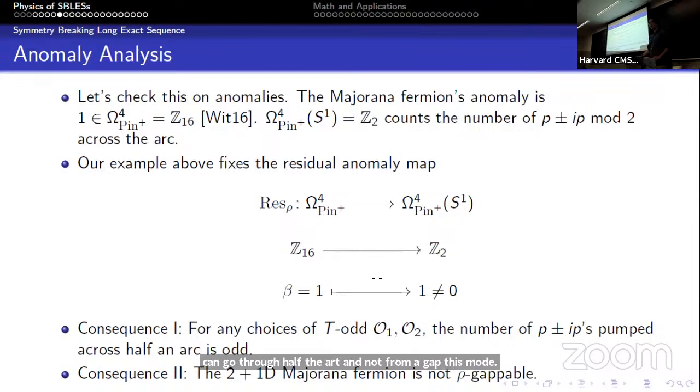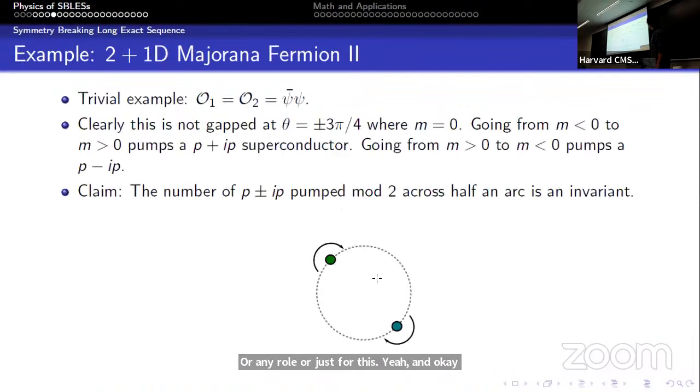For any rule or just for this? For this rule. Yeah. And okay, I want to point out that in some sense, physically all we need to do to check that is pick the simplest choice, right? There's plenty of other O1 and O2 time odd operators I can try to add in. We pick the simplest one, and it turns out that that's already sufficient to argue for any other definition, which is kind of a surprising argument, right? Because there's infinitely many TQFT operators.